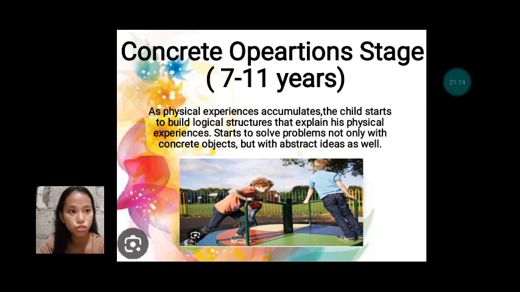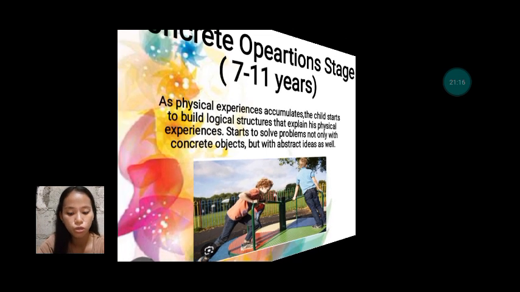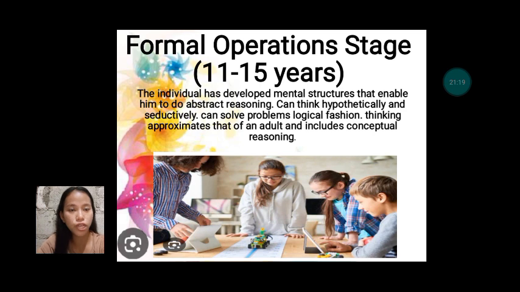Through this stage. So, we have here the last one, the formal operational stage, 11 to 15 years old. The individual has developed mental structures that enable him to do abstract reasoning, can think hypothetically and deductively, can solve problems in logical fashion, thinking approximate to that of an adult and includes conceptual reasoning.